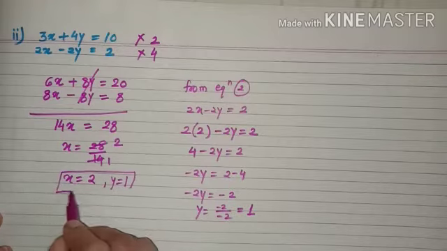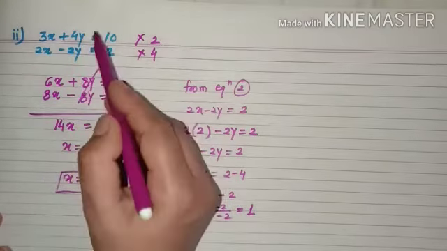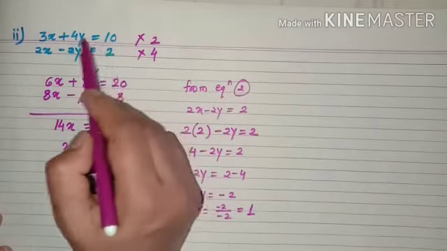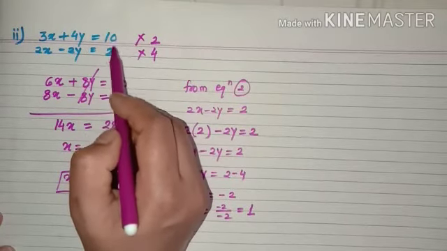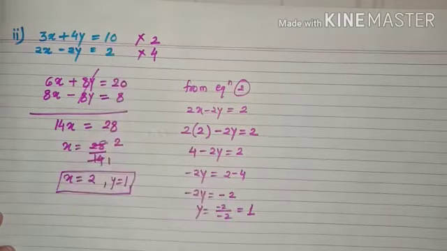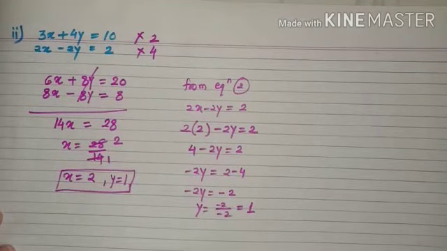How can you check whether your answer is correct or not? Again you can substitute these values in any of the equations, and you will get the same right hand side value. It means your answer is correct, otherwise your answer is wrong.